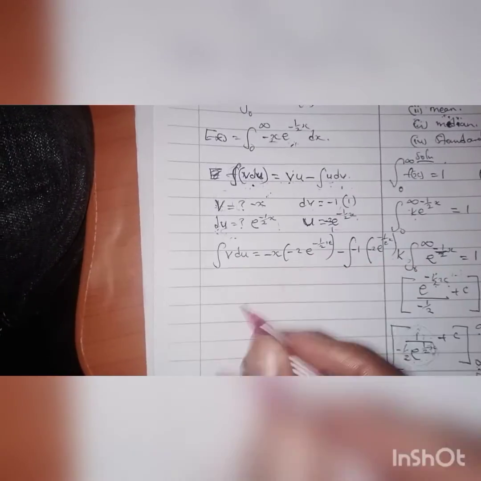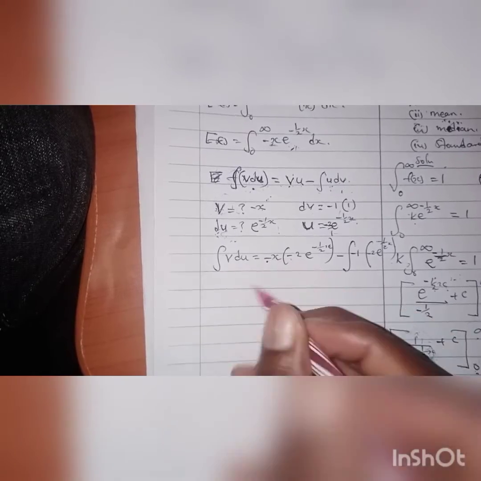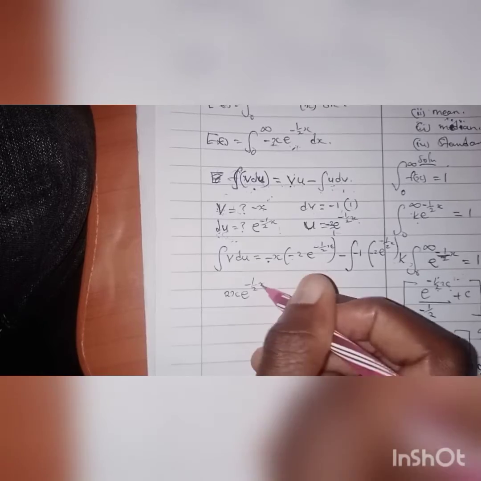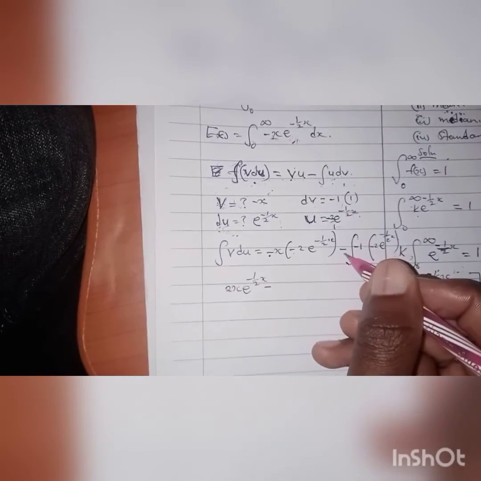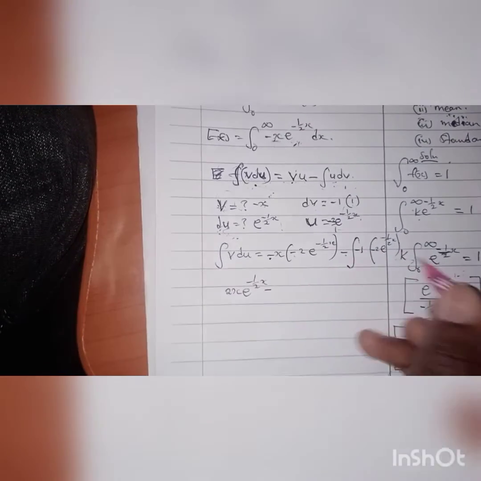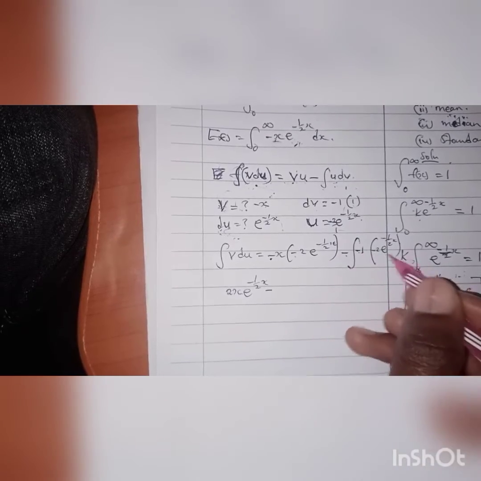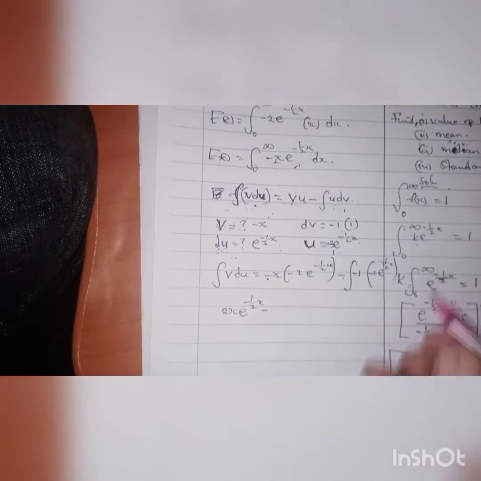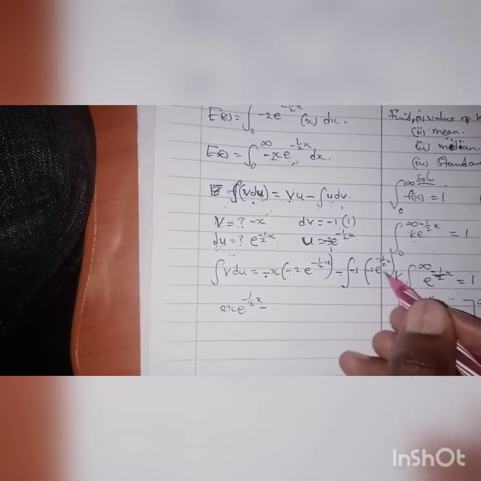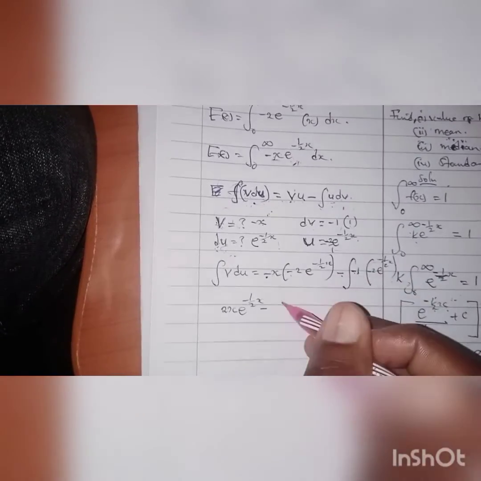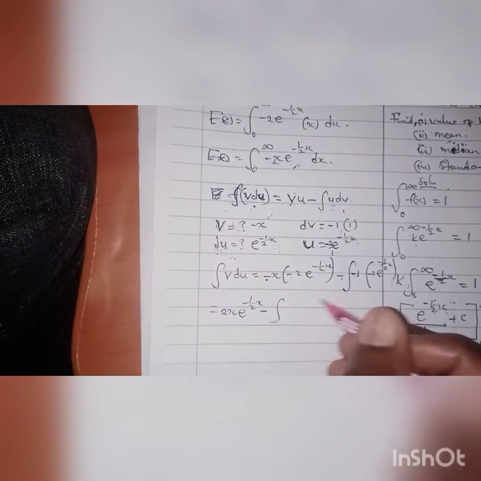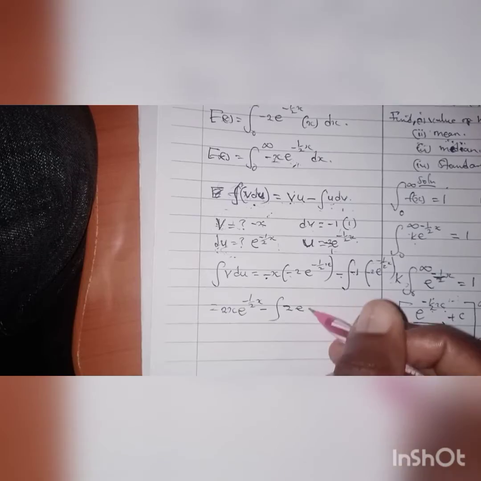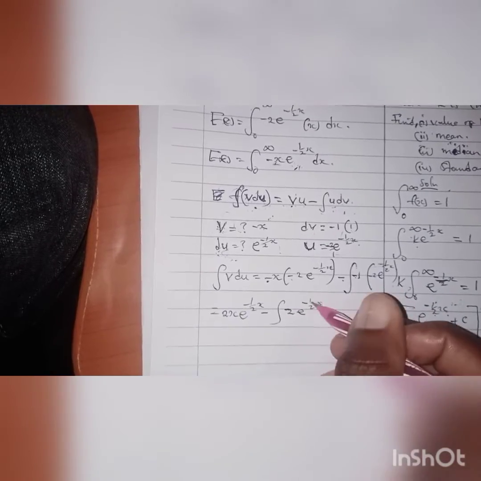So let's simplify this function. Minus and minus will be positive. So it will be 2x e raised power minus a half x, minus the integral of this function. Minus and minus become positive. So it's just positive 2 e raised power minus a half x.